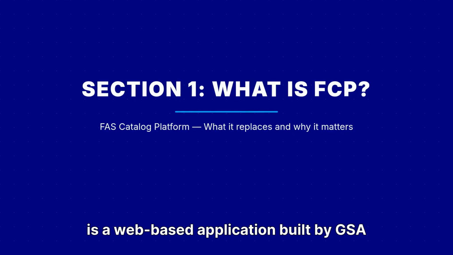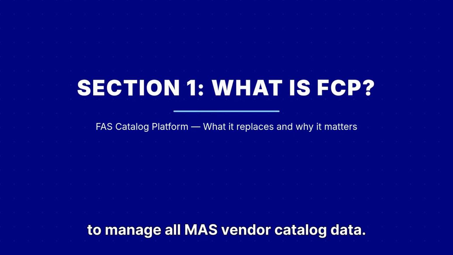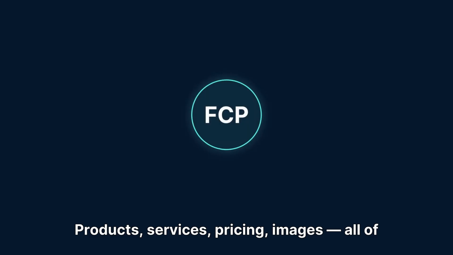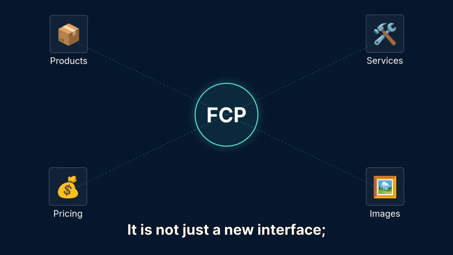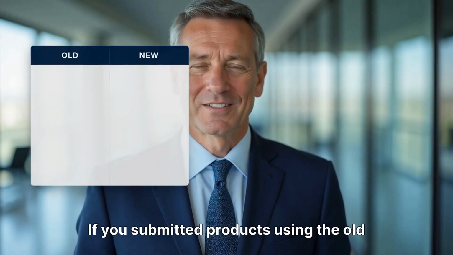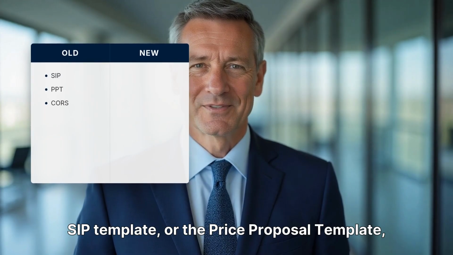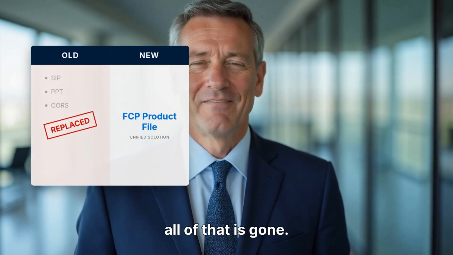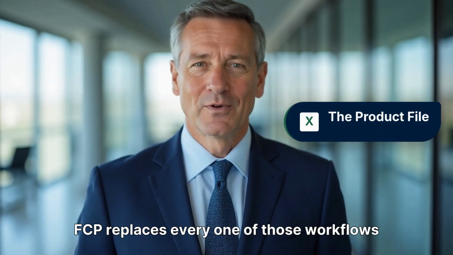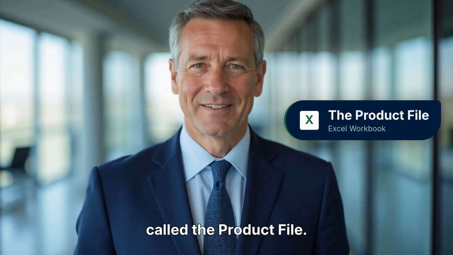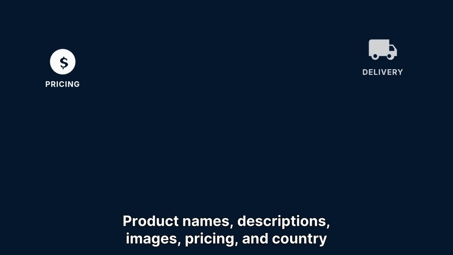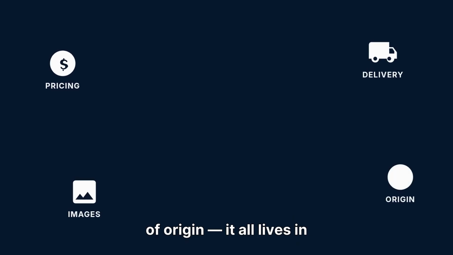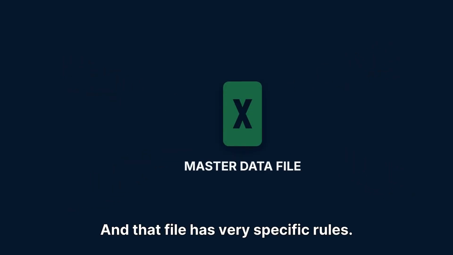Let's get into it. The FAS Catalog Platform, FCP, is a web-based application built by GSA to manage all MAS vendor catalog data. Products, services, pricing, images, all of it flows through FCP going forward. It is not just a new interface, it is a full replacement. If you submitted products using the old SIP template or the price proposal template or went through the CORS process, all of that is gone. FCP replaces every one of those workflows with a single system built around something called the product file. It is an Excel workbook that consolidates everything. Product names, descriptions, images, pricing, and country of origin. It all lives in one file now, and that file has very specific rules.